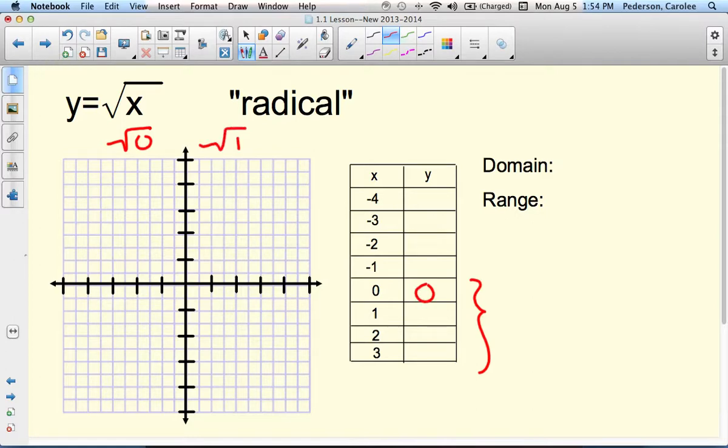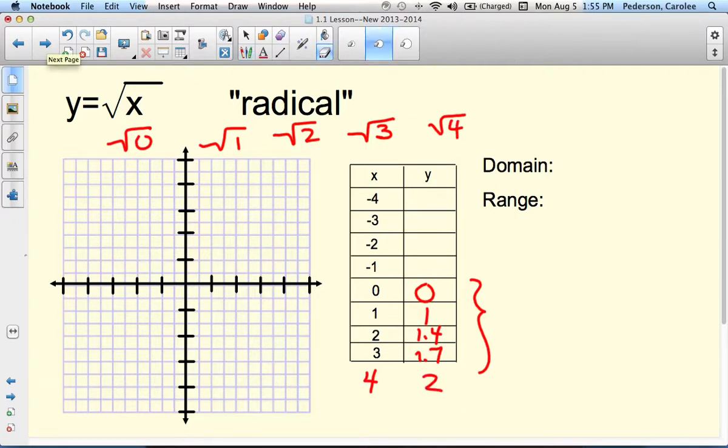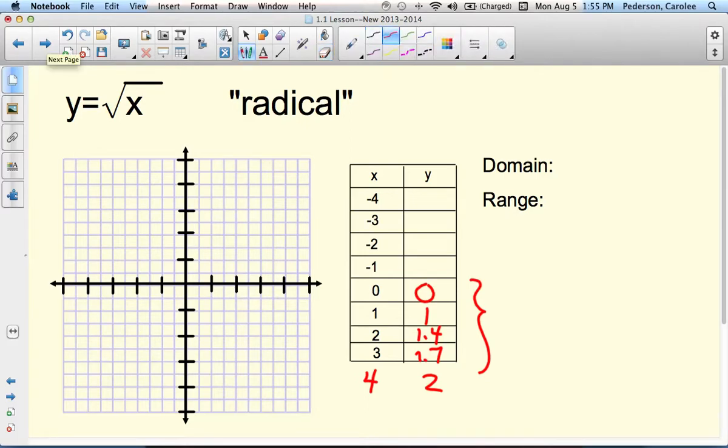Square root of 1 is 1. Square root of 2 is about 1.4. Square root of 3 is about 1.7. I'll go one more. Square root of 4 is 2. Now a problem happens when we go in the negative direction.